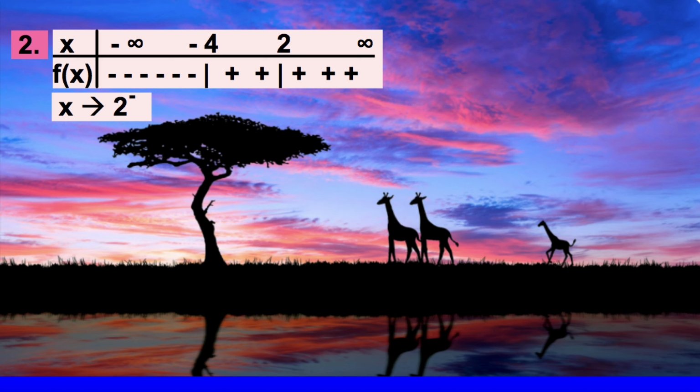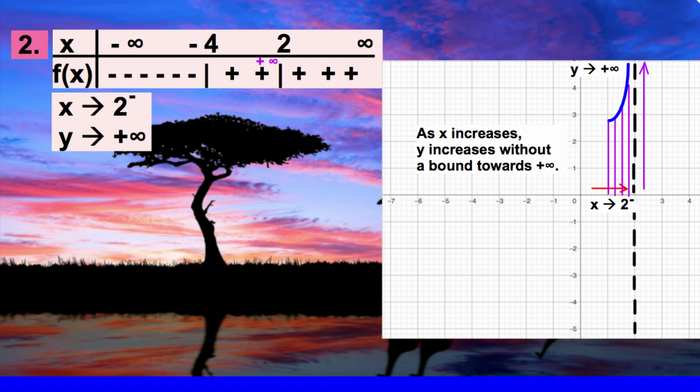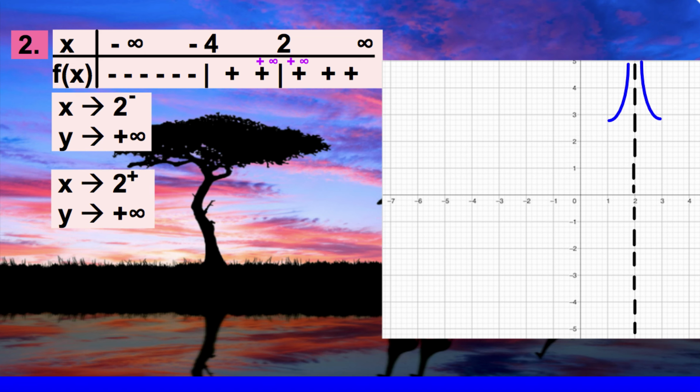When x approaches 2 from the left, y approaches positive infinity. As x increases, y increases without bound towards positive infinity. F is increasing on open (a, 2). As x approaches 2 from the right, y approaches positive infinity. F decreases on open (2, b), where b is greater than 2. As x increases, y decreases.